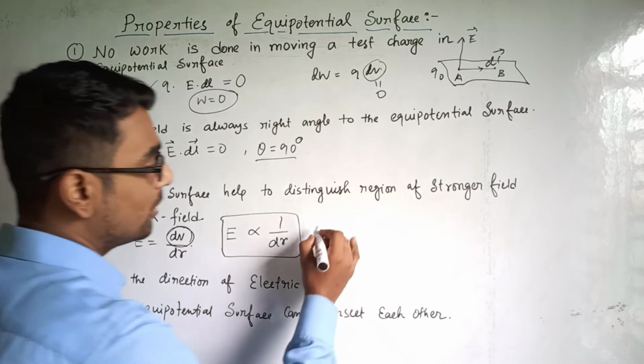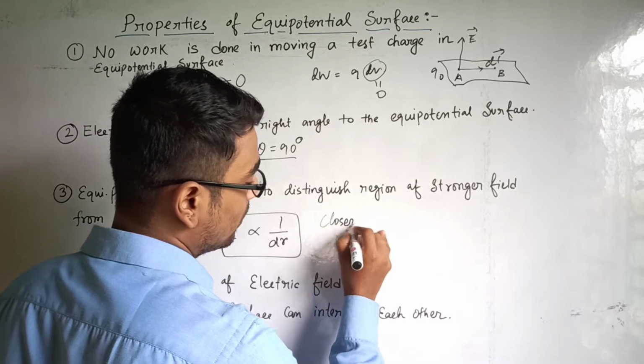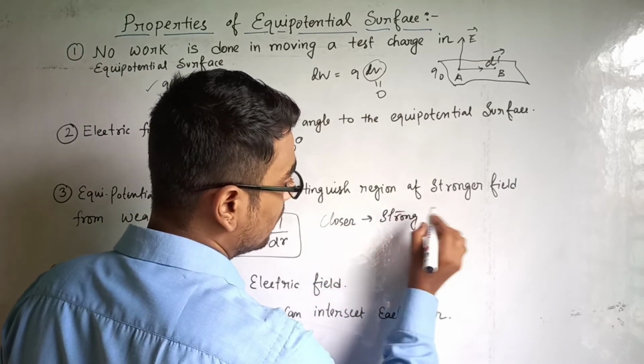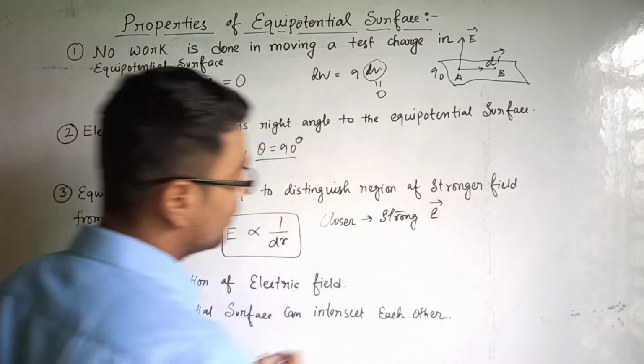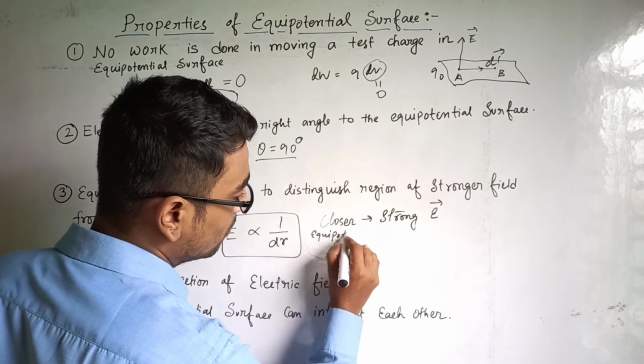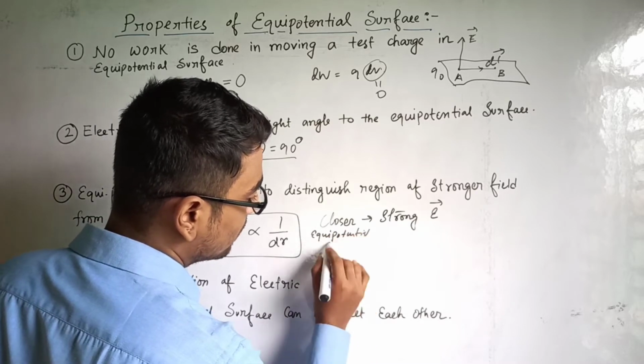That means closer equipotential surfaces mean a strong electric field.